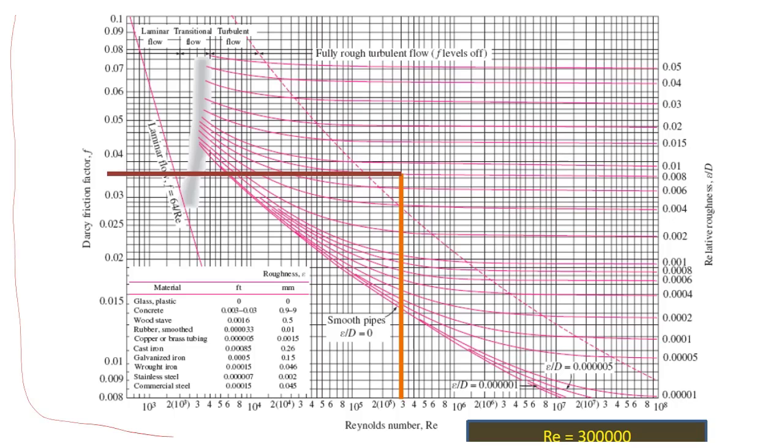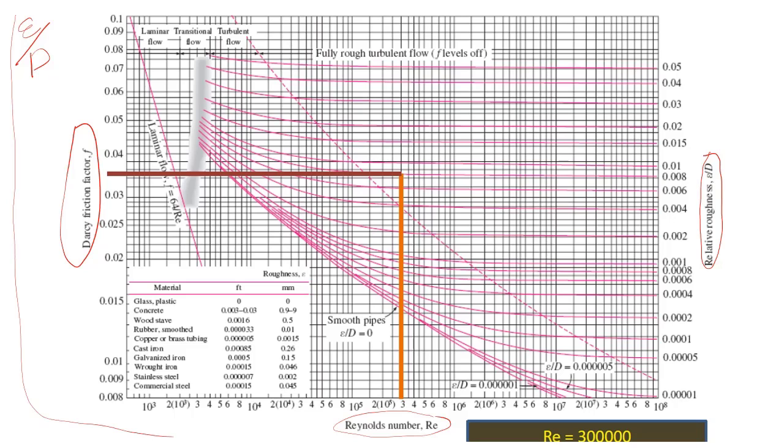This is the Moody chart. Here we have the friction factor, the value we want to find. At the bottom we have the Reynolds number. On the right side we have the relative roughness. What is relative roughness? Relative roughness is the roughness of the pipe divided by the diameter of the pipe.